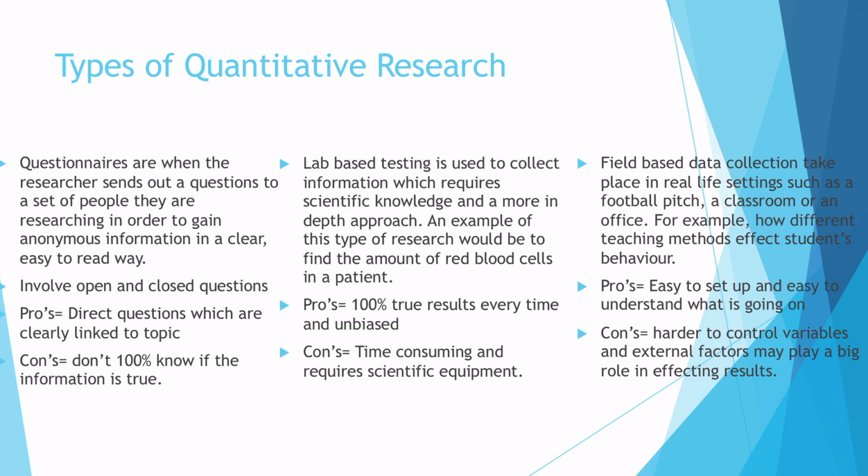The last type of quantitative research method is field-based data collection. These are the data collections that take place in real-life settings, such as a football pitch, a classroom, or an office. So, for example, how different teaching or coaching methods affect students' or players' behaviour. These are very easy to set up and easy to understand what is going on. This is also like observation, yet these are more about how the data is obtained through finding results from the methods and students' behaviour.